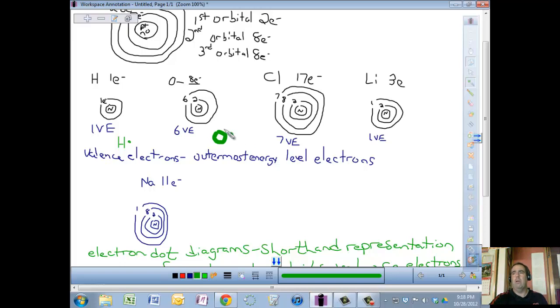And then I said we work our way around counterclockwise. Never pair up right away. So always go around once. So 2, 3, 4, 5, and 6. If we look at chlorine, Cl, chlorine has 7 valence electrons. So 1, 2, 3, 4, 5, 6, and 7. Lithium just has 1 valence electron, so what you'll do is just have the 1 dot on the right side.